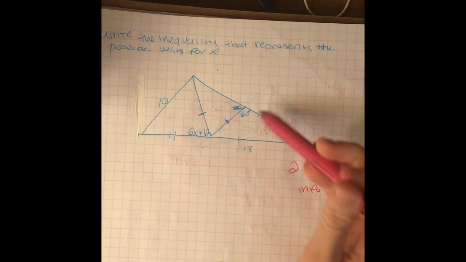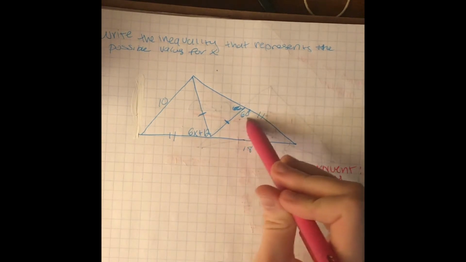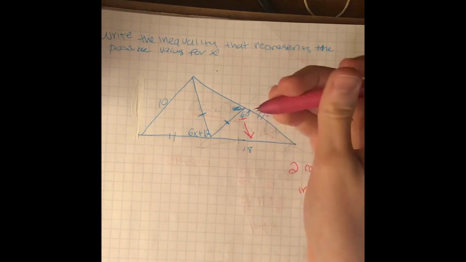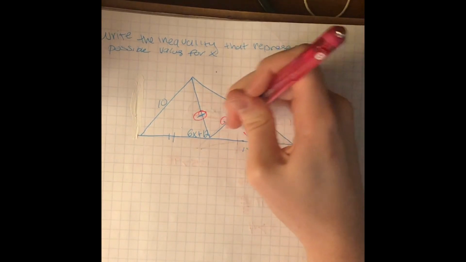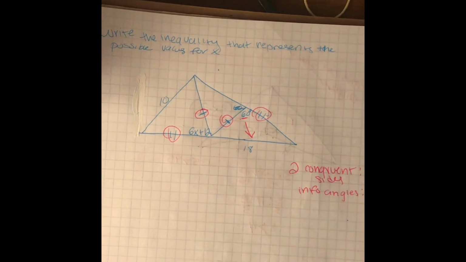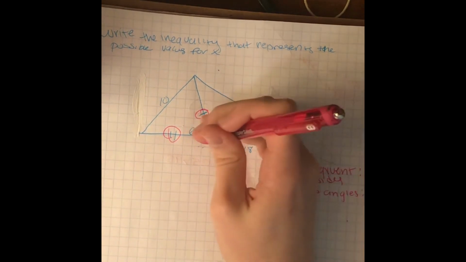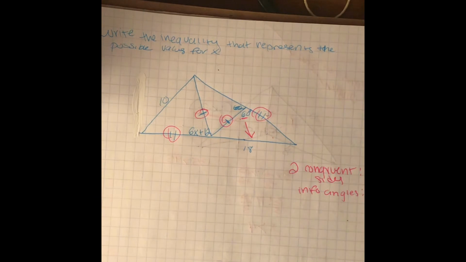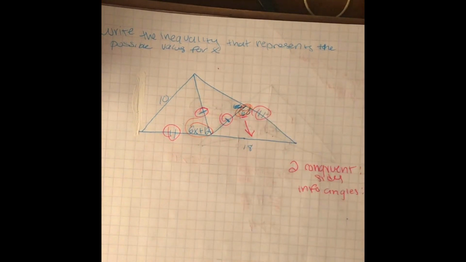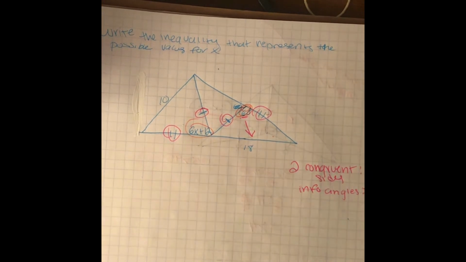Now, look here. We have 60 opens up to 18. Well, first we got to make sure we got those congruent angles here. So we have two congruent sides, and our included angle, which are these right here. These are our included angles. So we have info on our angles. Now we're going to start to work it out.